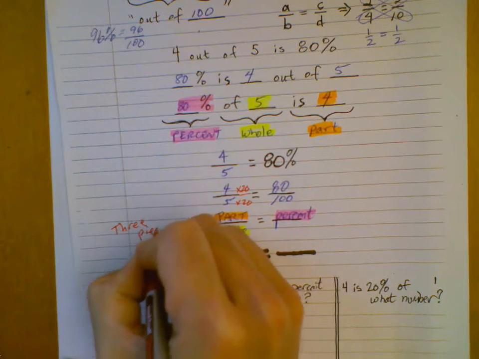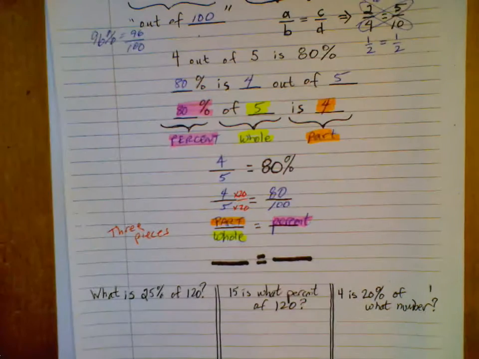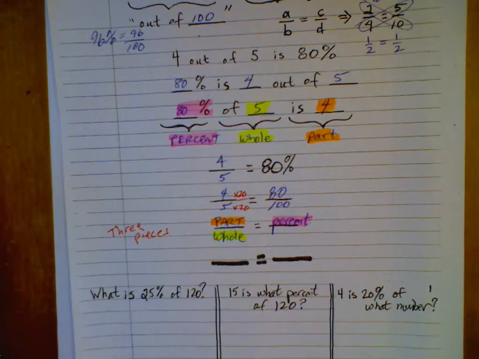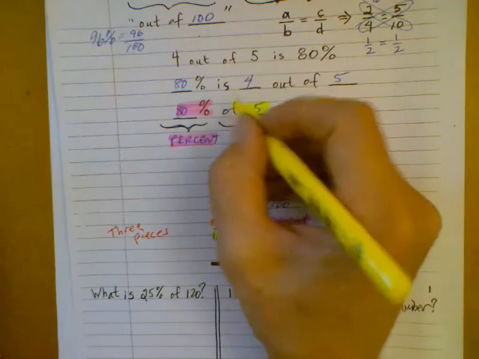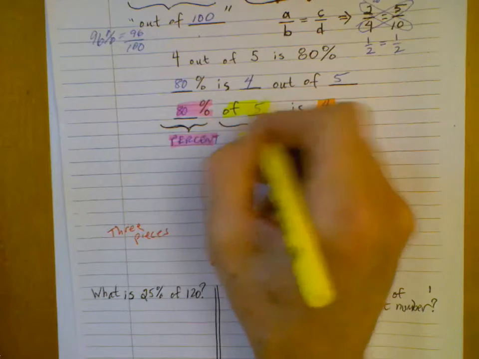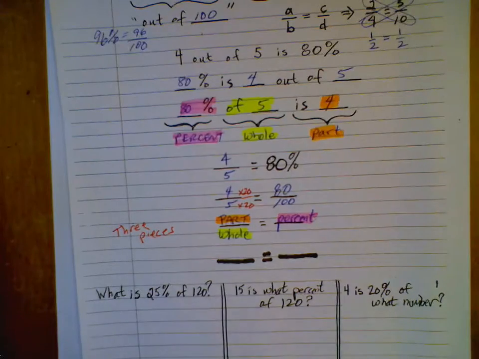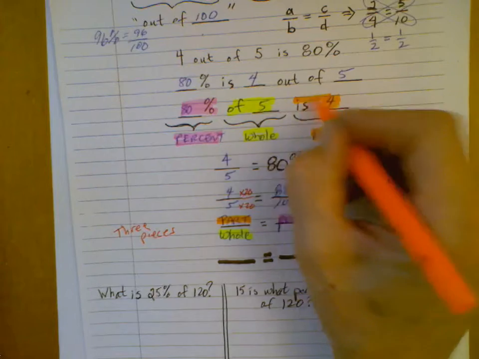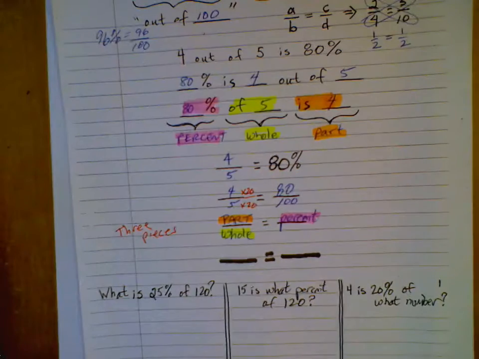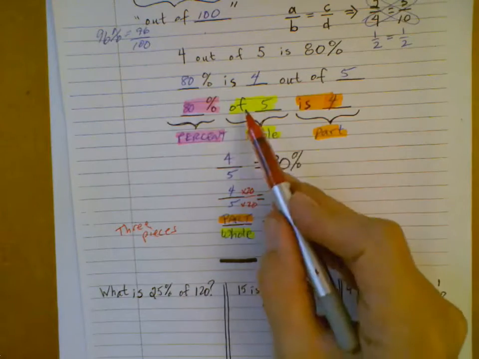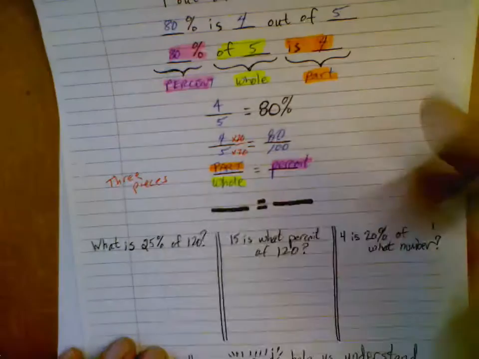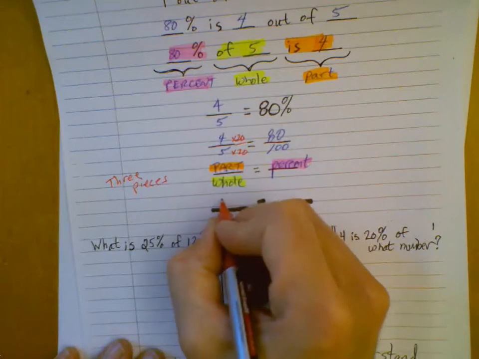In the problems that we're going to be working on, you'll be given these pieces. The clue is understanding the language. So with the whole, we have this word "of" that we're going to be focused on. With part, we want to focus on the word "is." And these words, "is" and "of," and the percent are going to help us put the proportions together, and we get this little key to understanding everything.